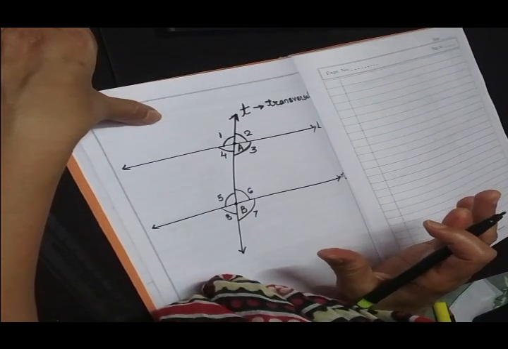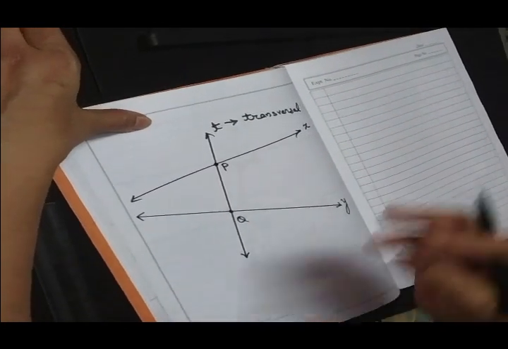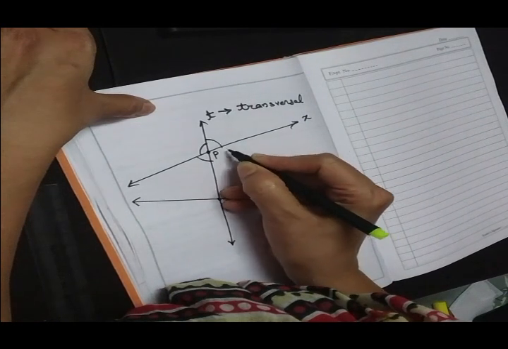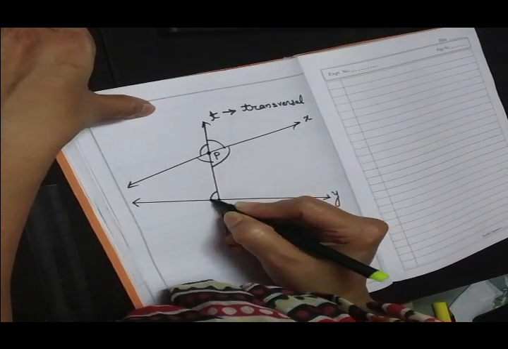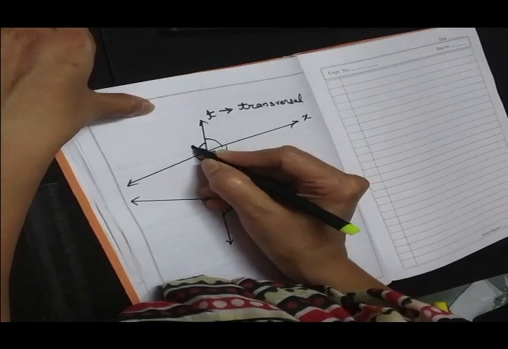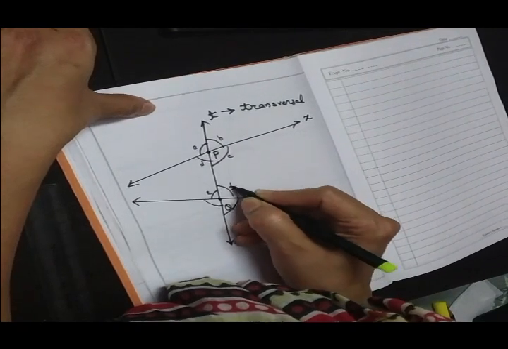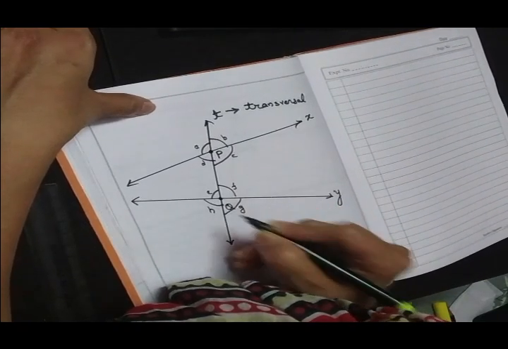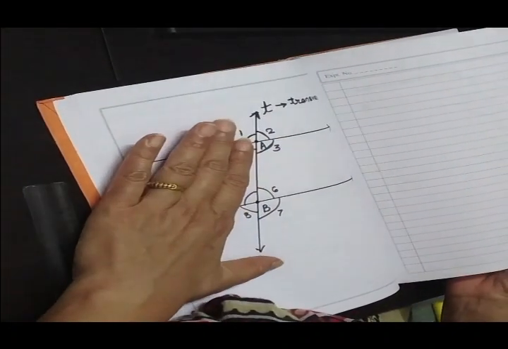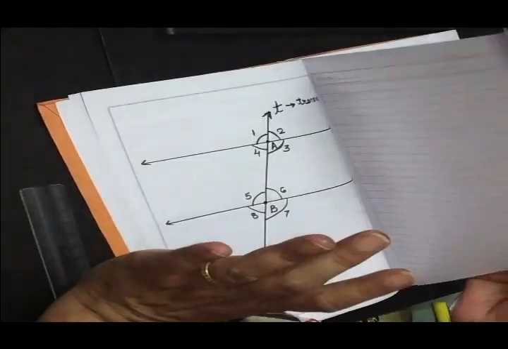Have all understood? Yes, very good. Similarly, in the second figure also there is a transversal and two lines. They are forming how many angles? Can you imagine? Yes, very good. 8 angles are formed. So I am going to name them as A, B, C, D, E, F, G, H. So here also, because of the transversal and two parallel lines, we are getting 8 angles.